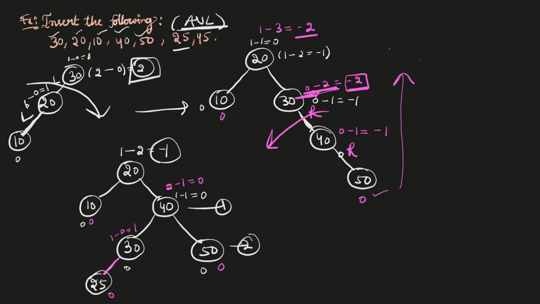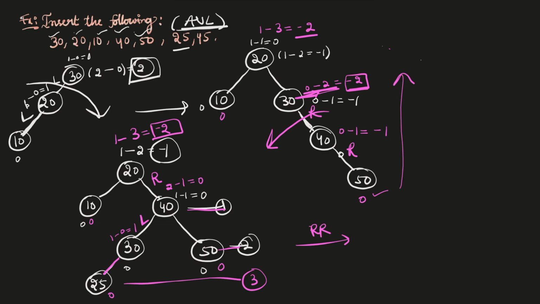Coming to 20, it is having 1 minus. Right side, how many levels is it having? This is the first level, this is the second level, and this is the third level. So it is 1 minus 3, that is equal to minus 2. So now here we have got a problem. To solve this problem, the problem has occurred because of 25. So it is because of right, left. So to solve the RL problem, I have already said that we need to convert it into RR first.